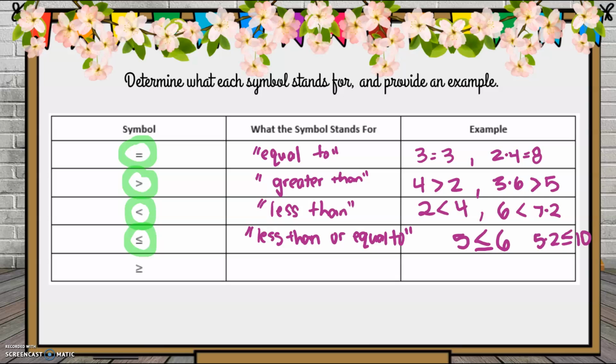That last symbol on our chart is greater than or equal to. So we would say those words exactly, greater than or equal to. So it could be like 11 is greater than or equal to 7. We know it's greater than. Or we can say 11 is greater than or equal to 11. And those statements will all be true.